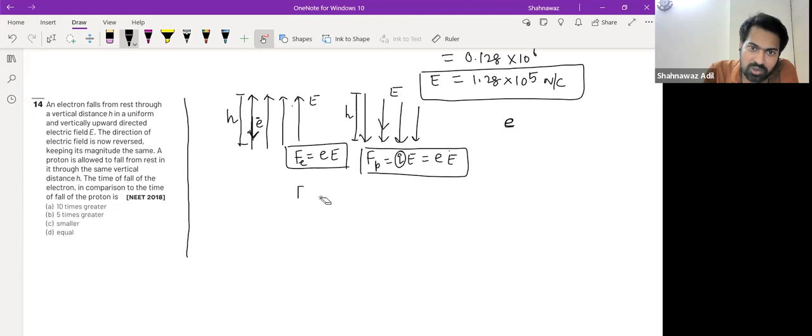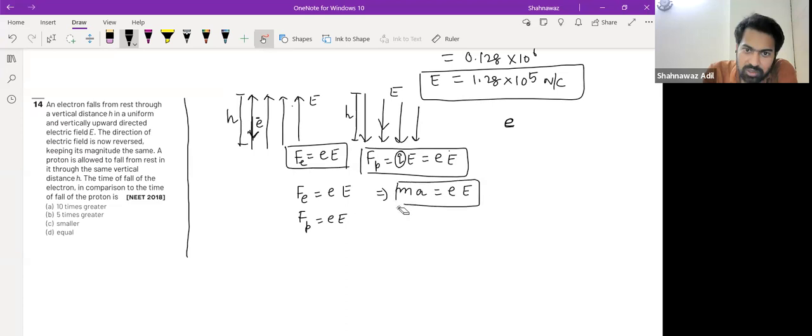So we see that F electron is eE and F proton is eE. So let's say F is eE. Right. Understood, guys? So a would be how much? This would be eE by m.